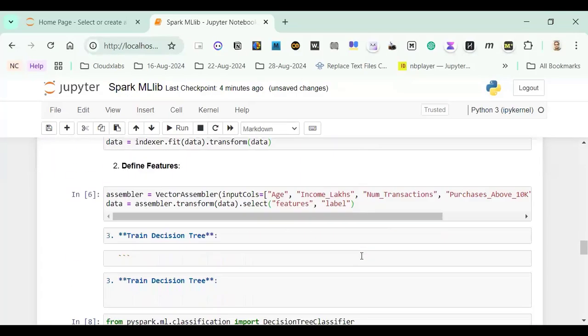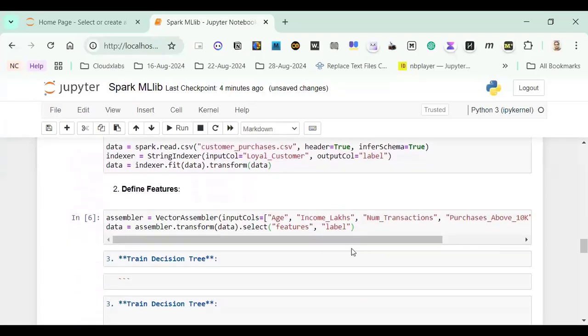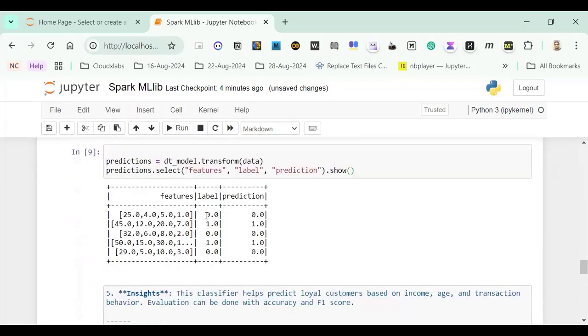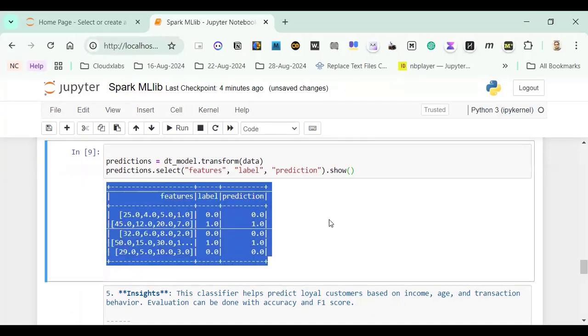Now let's consider how machine learning is giving predictions. If you look at the data here, you can see 0 it's giving perfectly. 1 is also giving perfectly. Means this is a loyal customer, and the algorithm is also saying loyal. This is also giving perfectly, and this is also perfect, 1. So almost 100% this is true. Even though it is small data, it's giving 100% accuracy.